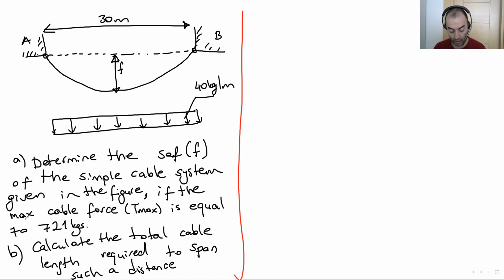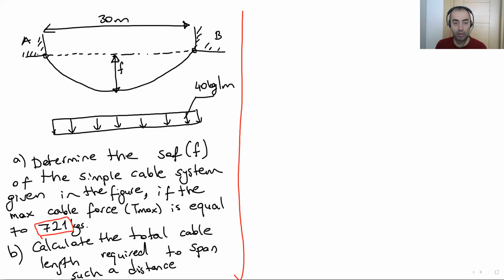Here, what we have: a uniformly distributed load on the cable. We have F, the sag. What does the first question ask? There is a 40 kilogram distributed load. Calculate F if the T max is this one.